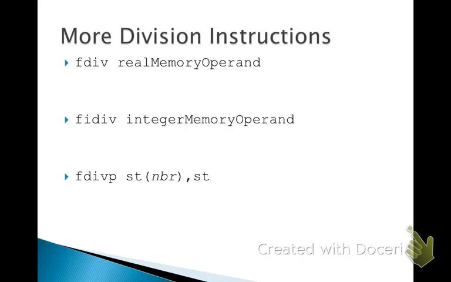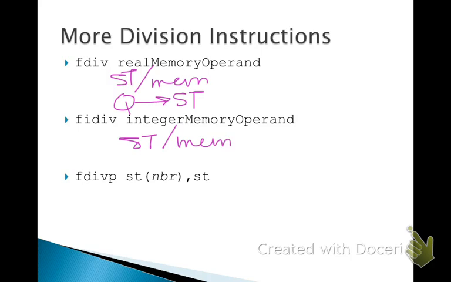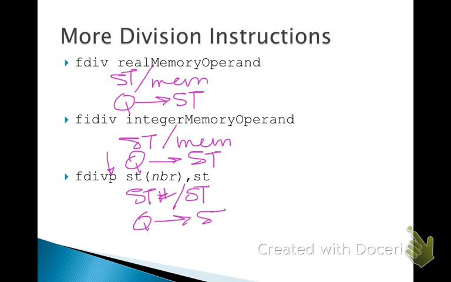Got some memory operands. So, FDiv, real memory, this calculates ST divided by memory. The quotient is going to go to the stack top. This does the same thing, except in this case it promotes my integer value. That quotient, which is going to be floating point, will go to the stack top. Finally, FDiv and pop. FDiv and pop is going to calculate stack number divided by stack top. The quotient goes to ST number, and then finally it pops the top of the stack.